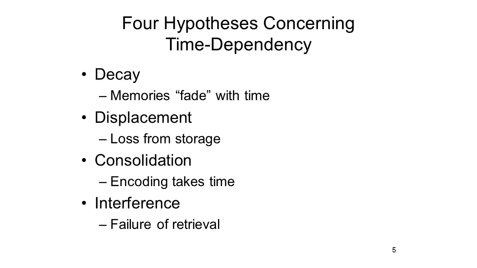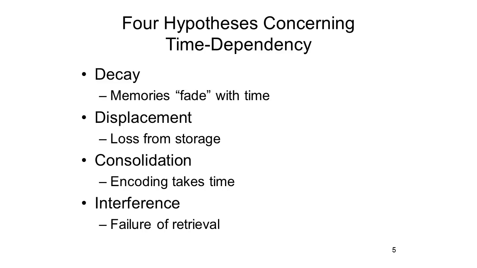Another hypothesis about time dependency in memory refers to the possible disruption of consolidation after encoding. The decay and displacement hypotheses pretty much assume that the encoding of a new memory takes place instantaneously at the moment of perception. And then after the memory is encoded, either it decays or it's kicked out by some newly arriving memory.